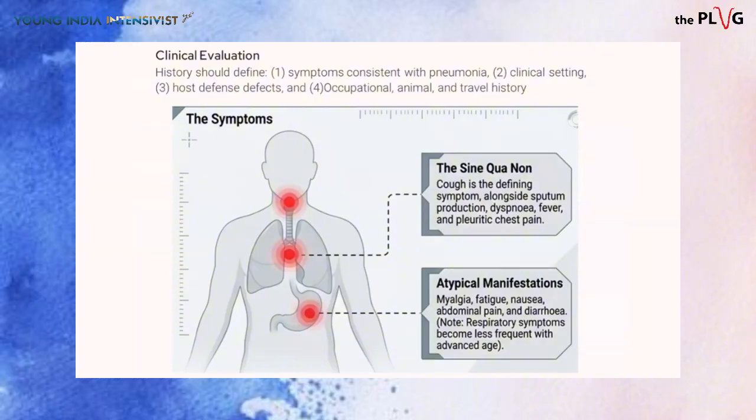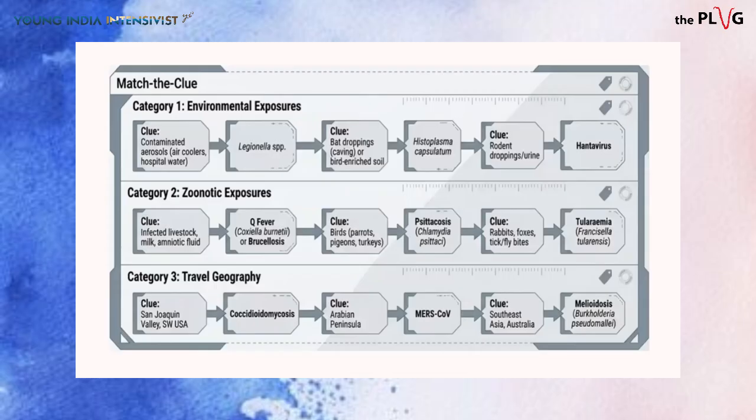The most common and important symptom of pneumonia is cough, alongside sputum production, shortness of breath, fever, and pleuritic chest pain. But we have to consider that there may be atypical presentations, especially in older age groups, which may include myalgia, fatigue, nausea, abdominal pain, and diarrhea. It could be a host factor with advanced age, or it could be a pathogen factor, as we see in atypical pneumonias. So detailed history taking is important to suspect what type of organisms we are dealing with or what could be the cause.